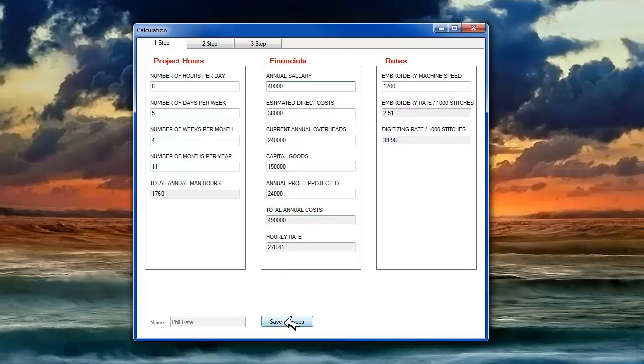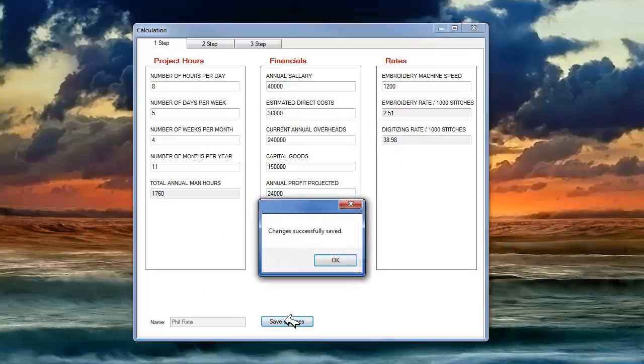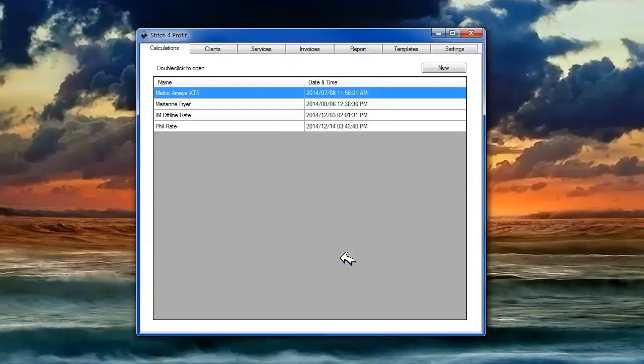Okay, so that I've done. Right, so I have my fills rate there and I've got all the other parts there. So that was setting up our rates for our embroidery business. Exactly the same would apply for our enterprise business, except that in the right hand column of rates, you won't have the field that you put the information in for the embroidery machines, because you don't have an embroidery machine.